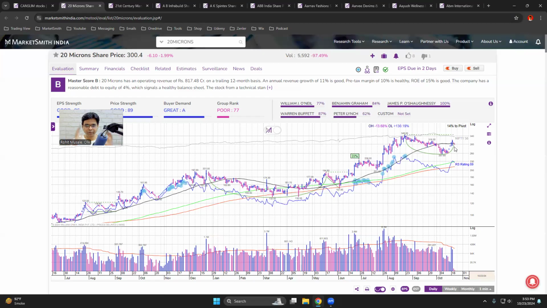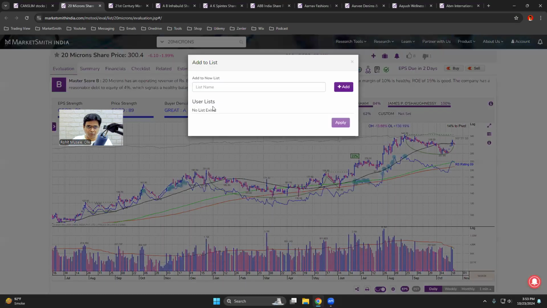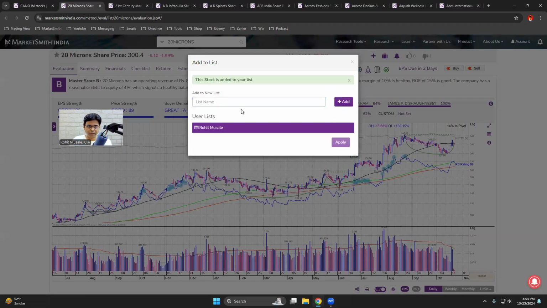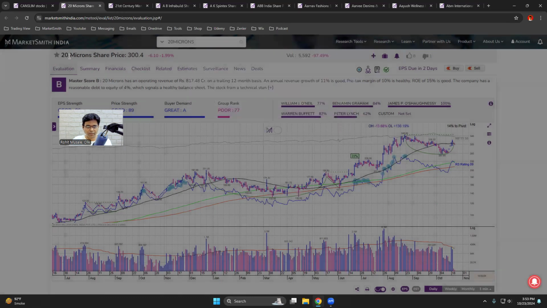During my weekend routine, I generally keep the criteria loose. As long as I see blue, green, red, and as long as I see consolidation, I'm going to add this stock to my watch list. So, how do you add the stock to your watch list? There is a plus button here. You click here. Okay, no list exists. So I will create a list. Let's say I will put my name. I will create this list. Okay, this stock is added to your list. Now this stock has gone in my list.